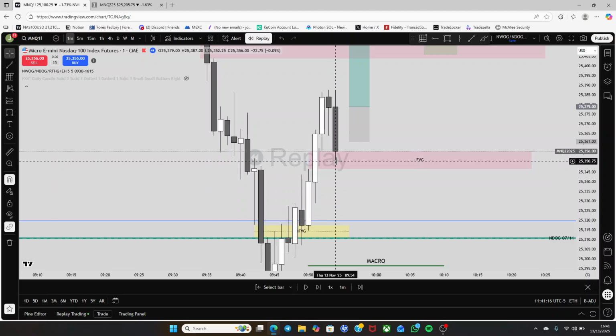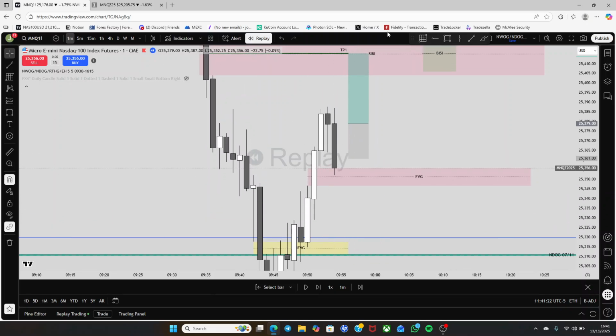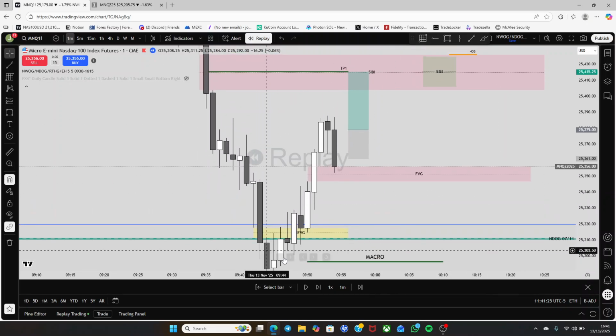Doesn't touch the constant encroachment. Body's completely respecting outside of it. Really strong sign of price to go higher. Displacement from that.